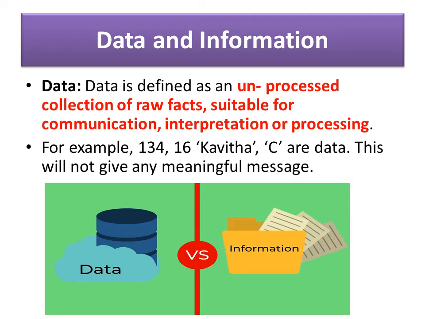For example, the email I receive is a data, and if I am able to send the email to some other person, it becomes a communication. If I am able to interpret the email, then it becomes an interpretation. I am able to read the information and understand it, then it is interpreted. And it is processed. Depending on the email, I am doing some process, then it becomes processing. So data, which is unprocessed collection of raw facts, is suitable for communication, interpretation and processing.